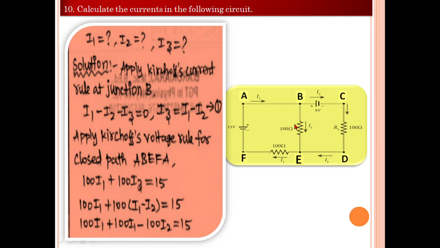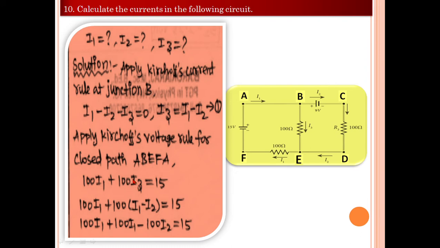Clockwise current is considered positive, and anti-clockwise current is considered negative. Here there are two currents flowing through the closed path A, B, E, F: the first is I1 and the second is I3. Both currents are in the clockwise direction. Both resistances are 100, so the equation is 100 I1 plus 100 I3 is equal to the EMF, which is 15 volt. So 100 I1 plus 100 I3 is equal to 15.